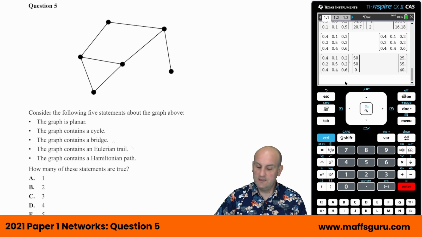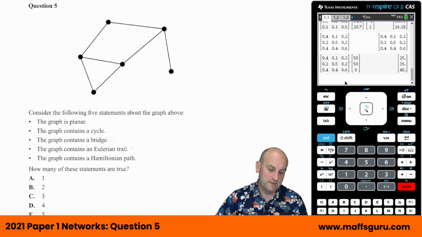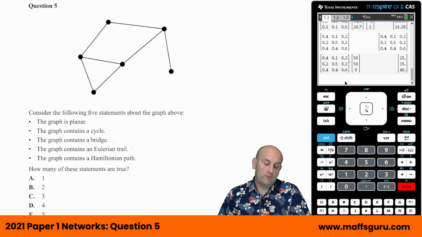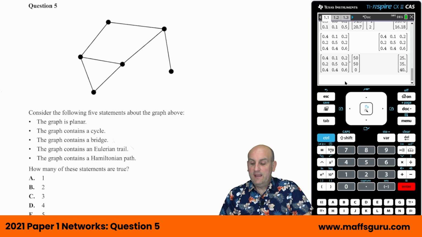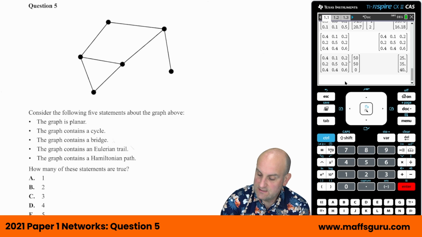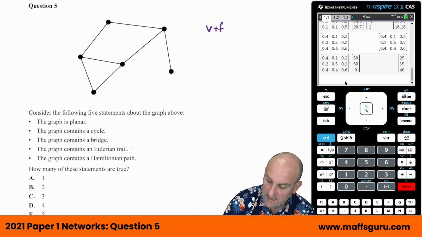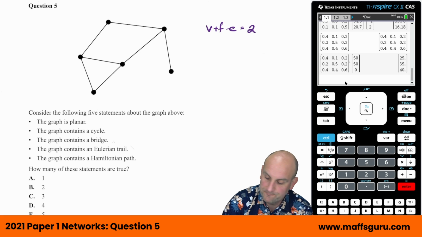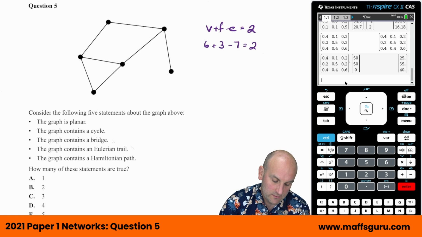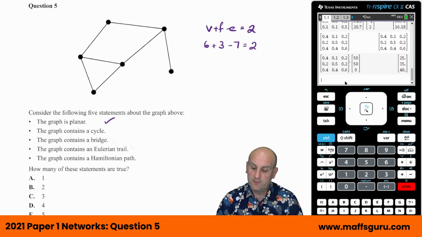Consider the following 5 statements about the graph above. All right, this again was another interesting question. The graph is planar. For it to be planar, we use V plus F minus E equals 2. The vertices were 6, the faces were 3, and the edges were 7. That gave me 2, so the graph was planar.